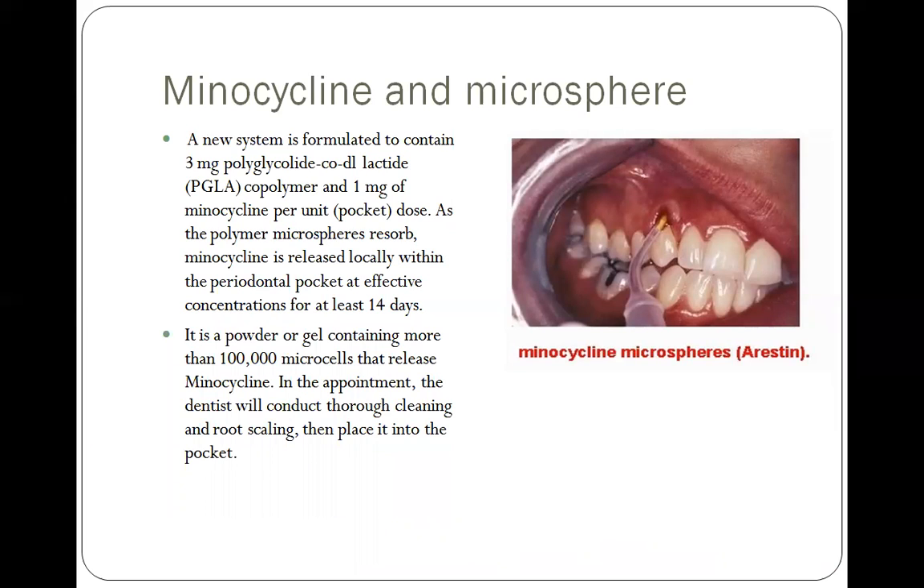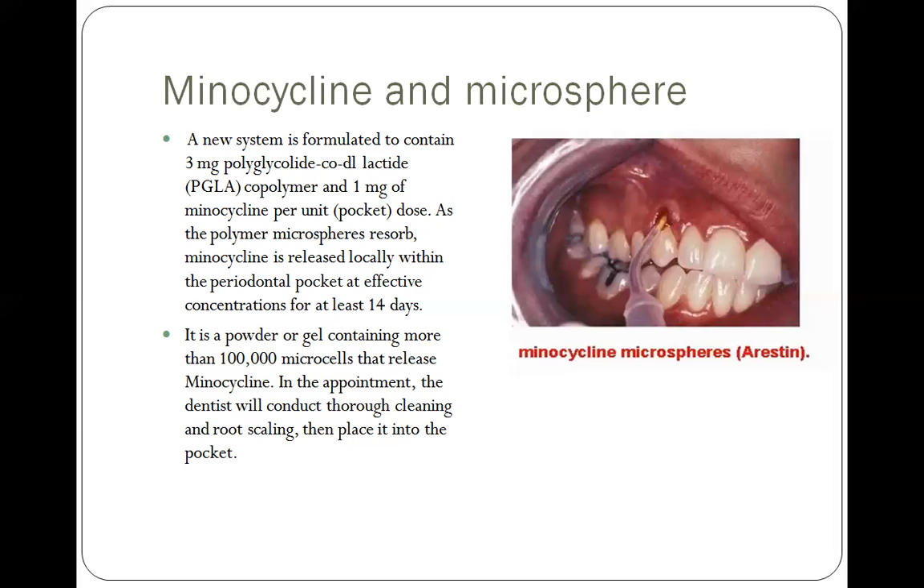Minocycline microspheres. There is a new delivery system made up of microspheres. This system is made to contain 3 milligram polyglycolide lactide polymer, and 1 milligram of minocycline per unit, or per dose. The polymer is made up of microspheres. These microspheres contain minocycline inside them. When it dissolves, it will release minocycline slowly within the periodontal pocket.